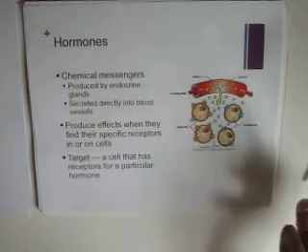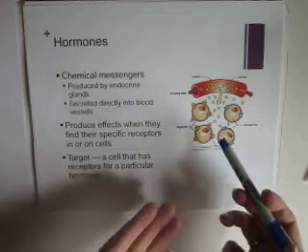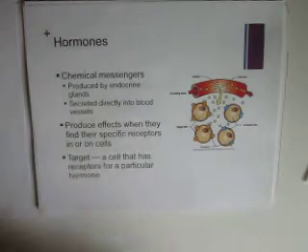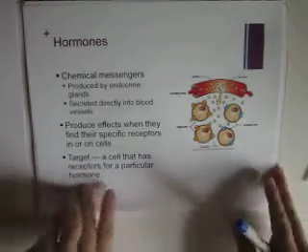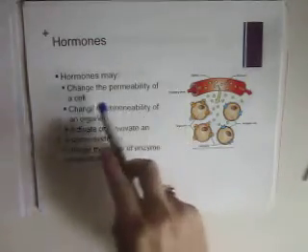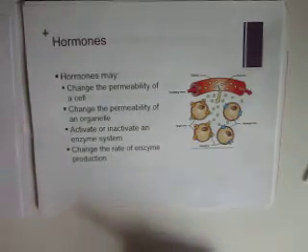So once they find their target cell, they can produce effects that are specific to that cell. Let's move along. What are the things that they can do? They can change the permeability of a cell.